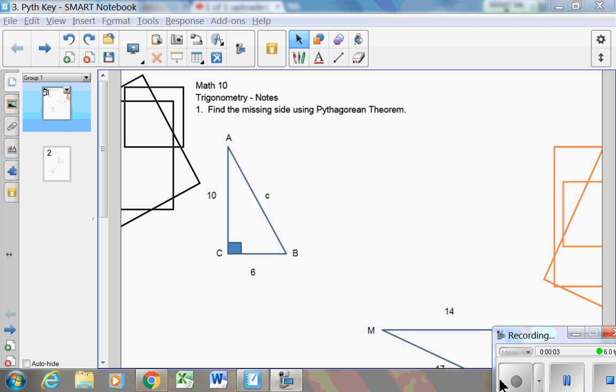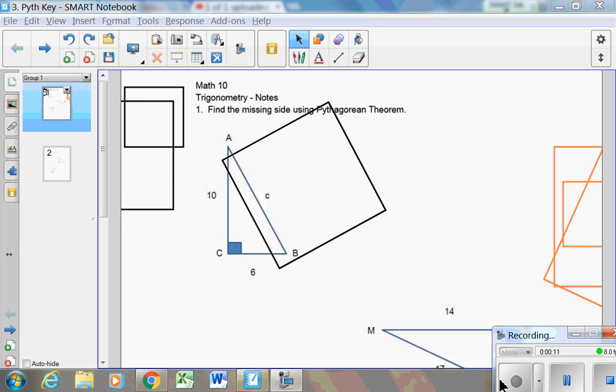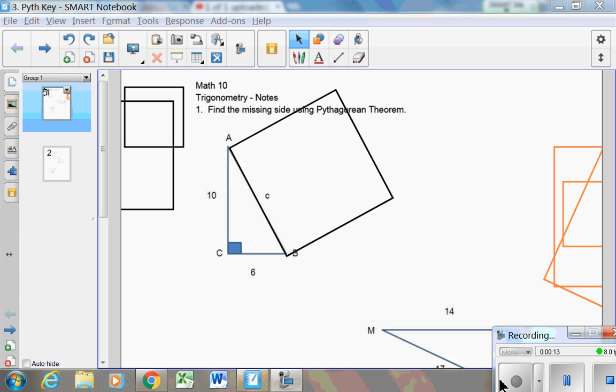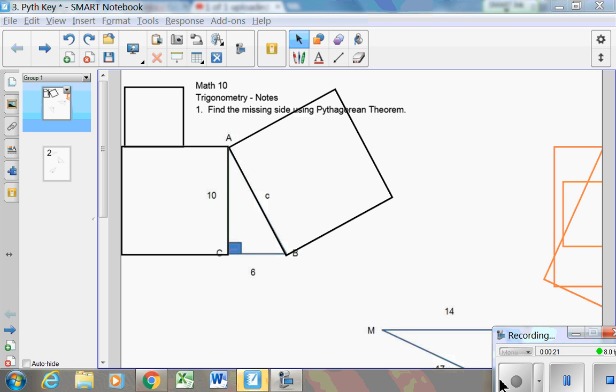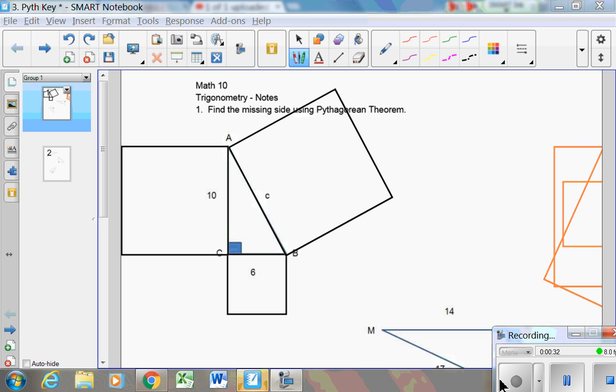The second part of today's work is using that idea that when you draw squares on each side of a right angled triangle, we can take that information and use it to find missing sides. In today's lesson then, again, I kind of pre-drew some squares here. I want you to draw squares off of all three sides of our triangle.